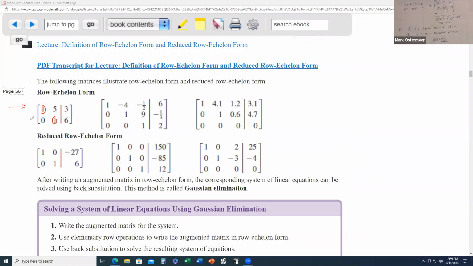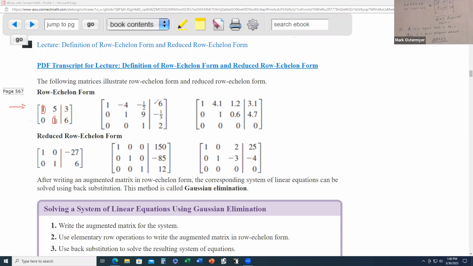The only other requirement is this. Notice that the 1 that appears in row 2 is in a column that is to the right of the column that contains the 1 that appears in the previous row, namely row 1. That's to say, ladies and gentlemen, that for a matrix to be in row echelon form, the leading ones of the rows have to be on the main diagonal of the matrix. In other words, for row 1, the leading one must be the 1-1 entry. For row 2, the 1 must be the 2-2 entry. If we had a row 3, the leading one would have to be the 3-3 entry, etc., etc., etc.